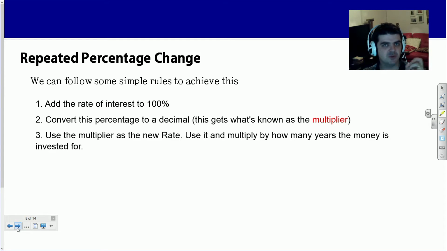Third step is we use this multiplier as the new rate. So instead of using 0.04, we'd use 1.04. And the key part is we would multiply by 1.04 for as many years as there is. Right. That's an awful lot of words to throw in together. Let's do an example to see how that really works.